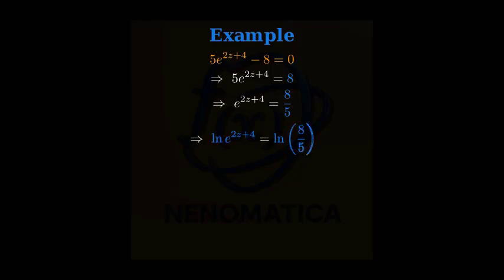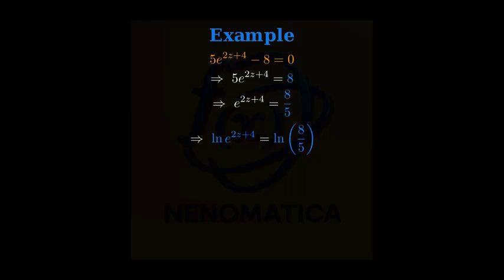Welcome to this mathematical video. Let's solve the following exponential equation. Let's solve this step by step. First, we need to isolate the exponential term. We'll move the negative 8 to the right side of the equation. Next, we'll divide both sides of the equation by 5 to isolate the term with e to the power of 2z plus 4.